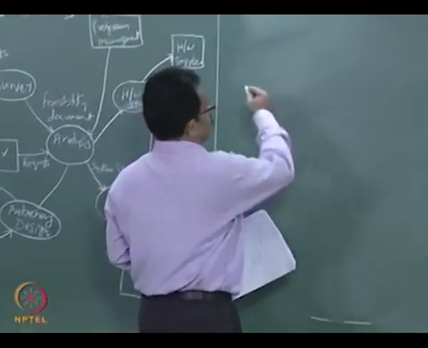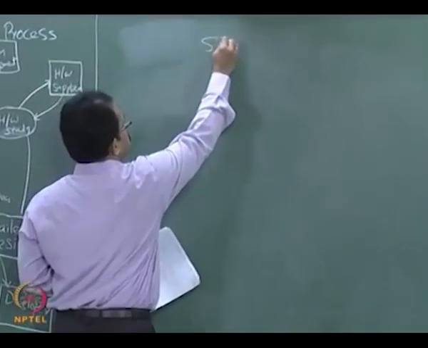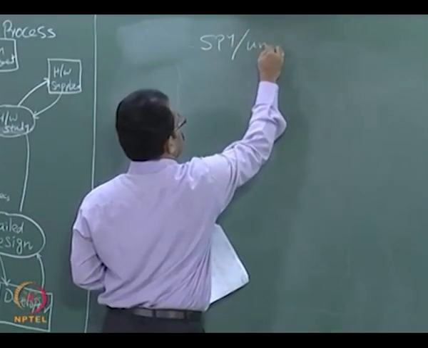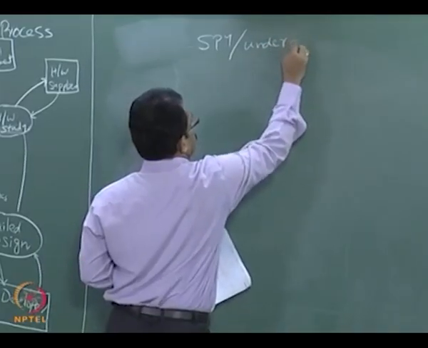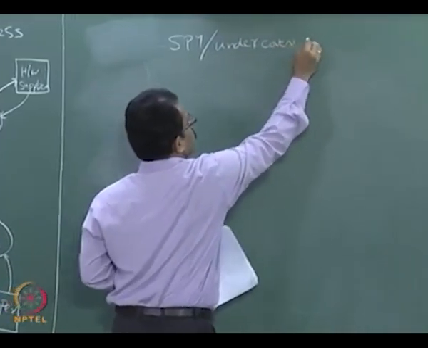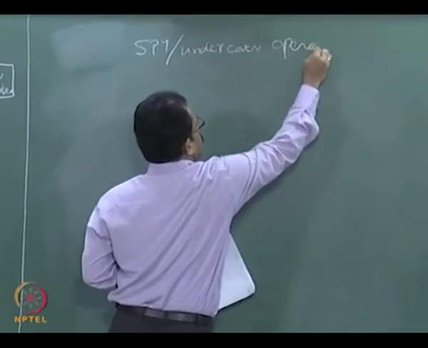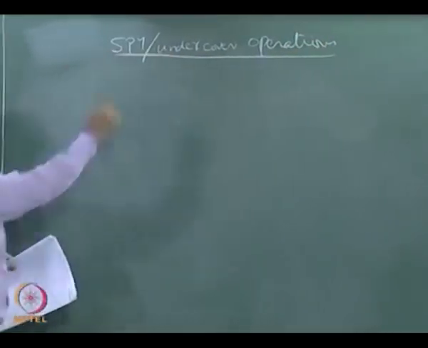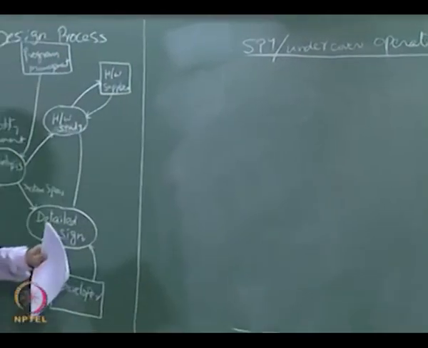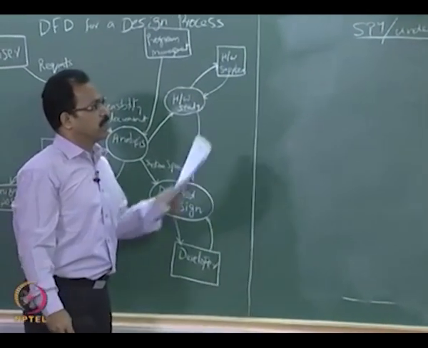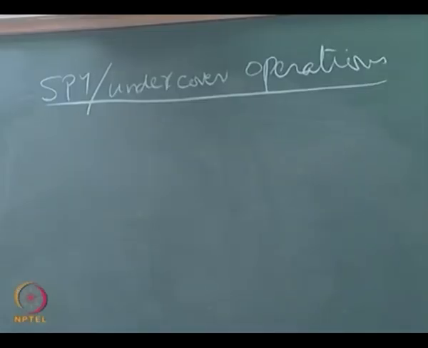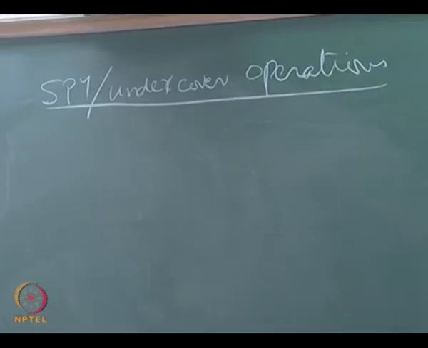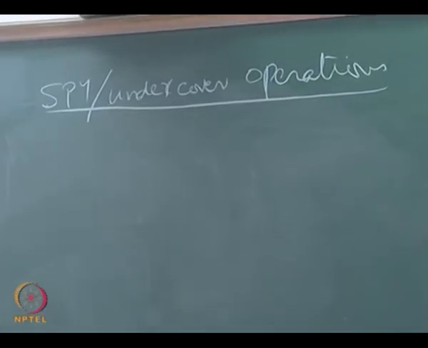So I will take something like a spy operation, or undercover operations. Though they are not really engineering systems, we can analyze their operations using N2 diagrams. I am trying to explain the utility of the N2 diagram under various situations. So look at how they work.